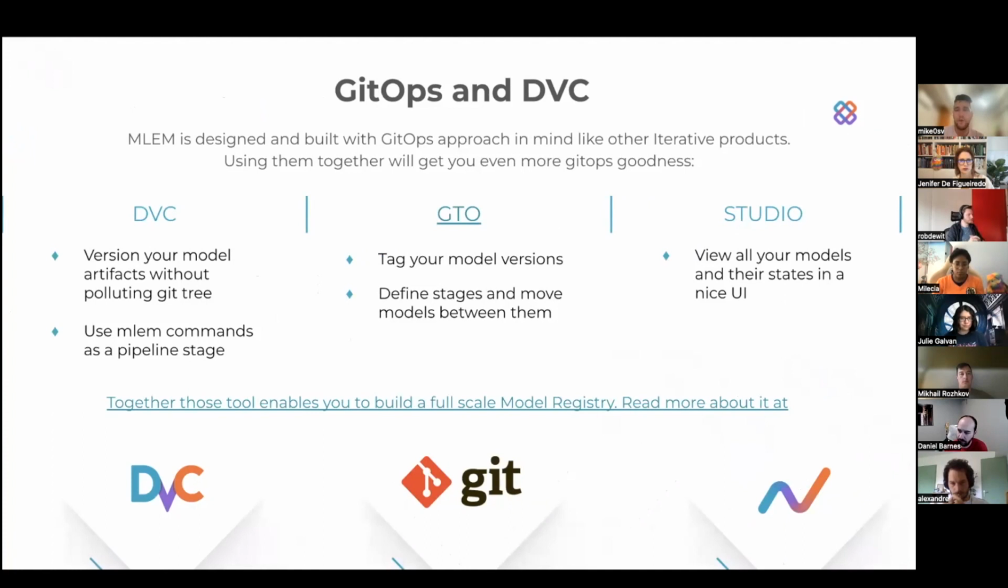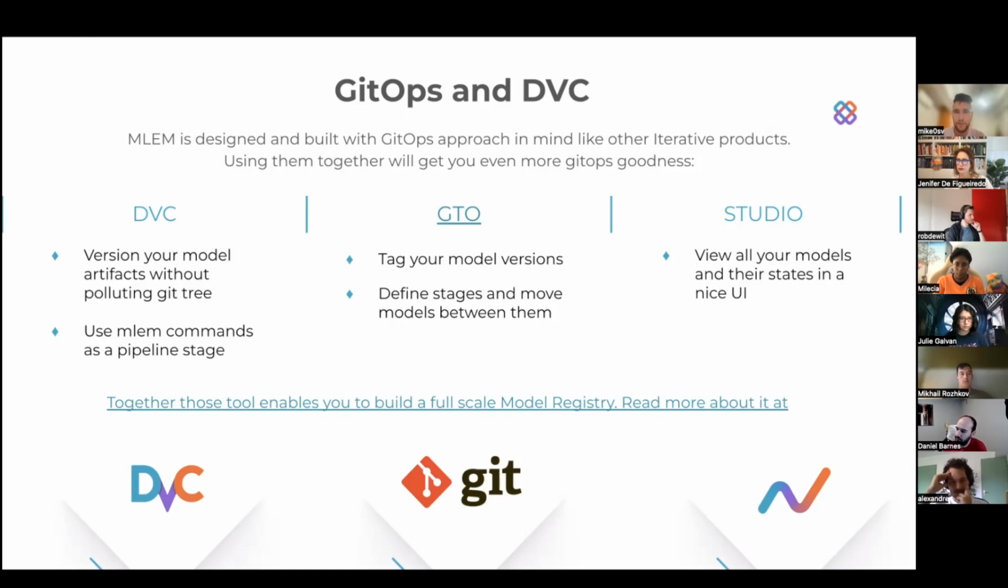Yeah, and a very important thing to say is that MLEM is designed and built with GitOps approach in mind, like other tools from Iterative. So using iterative tools together will get you even more GitOps goodness. For example, you can use DVC to version your model binaries, and thus you will not pollute the Git tree. Also, there are MLEM CLI commands that you can use in DVC pipelines if you use them.